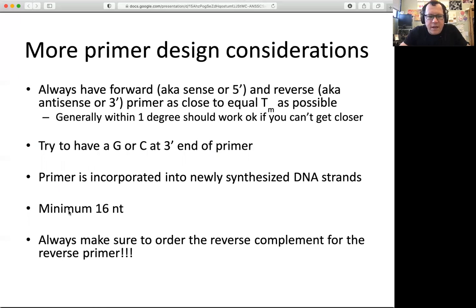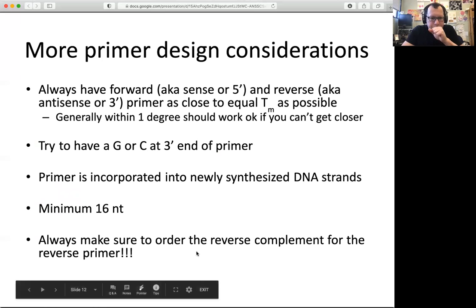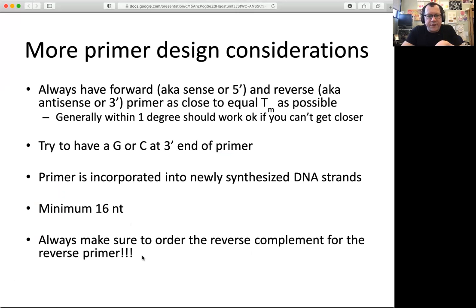Primers generally should have a minimum of 16 nucleotides. This balances the annealing temperature with the specificity of the primer. If your primer is too short, you can have some non-specific binding. If it's too long, you can also have some non-specific binding. 16 is a nice, happy intermediate. And again, make sure to order the reverse complement of the region that you design for your reverse primer.